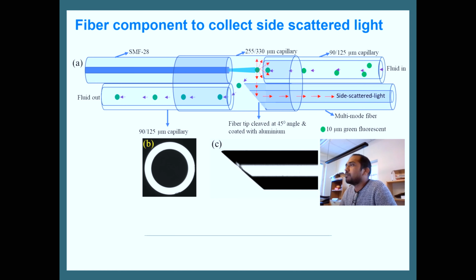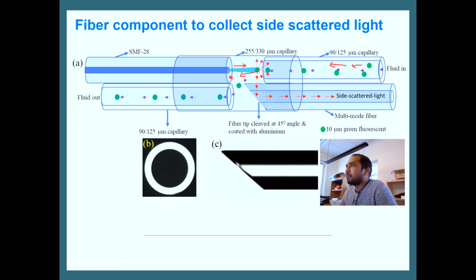The schematic diagram of the flow cytometer we have developed is given in this diagram. The particles that are focused in a silica capillary due to the viscoelastic nature of the fluid are entering the silica capillary from this end, and the laser light is incident on these particles. The light is scattered in all directions.